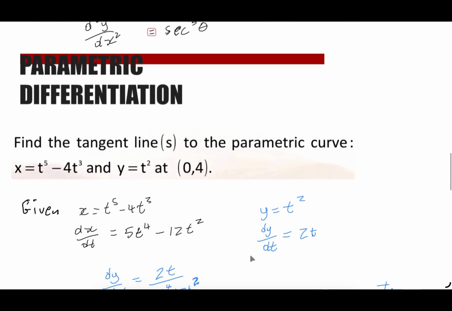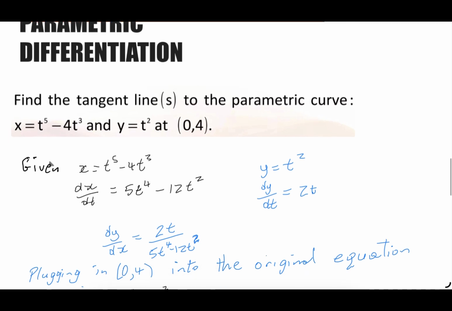So then let's take the first derivatives. We are given that x is equal to t to the 5th minus 4t cubed, so dx/dt will be equal to 5t to the 4th power minus 12t squared. And we're given y is equal to t squared, so dy/dt will be equal to 2t. dy/dx then is going to be dy/dt divided by dx/dt, which is going to be 2t divided by 5t to the 4th power minus 12t squared.